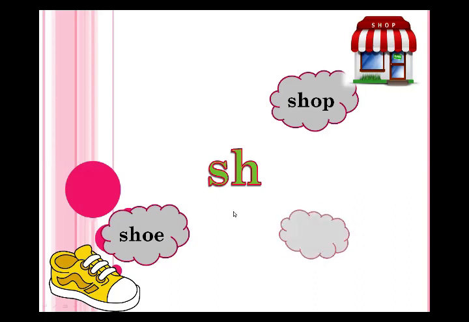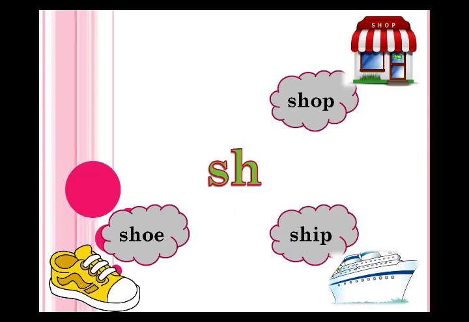Okay, you can see another example here. Look here. Which picture is it? It is a ship. It is a sea transport. So ship starts with the sh sound. Which sound is at the start of ship? Yes, sh. The first sound of ship is sh. What is the first sound of ship? Sh.